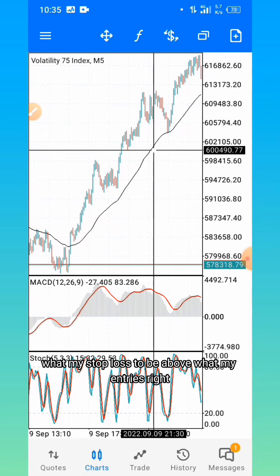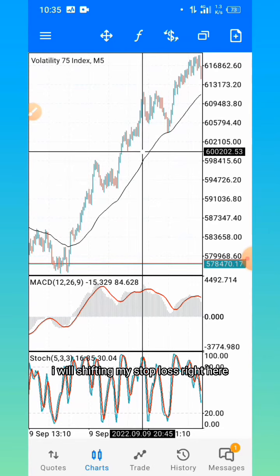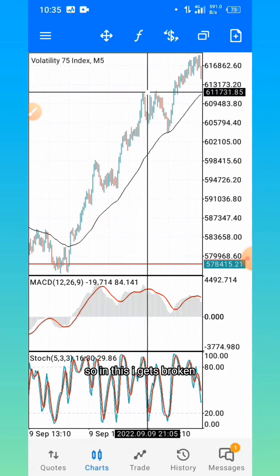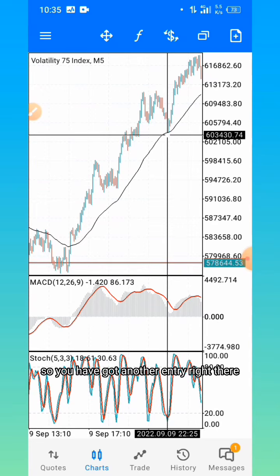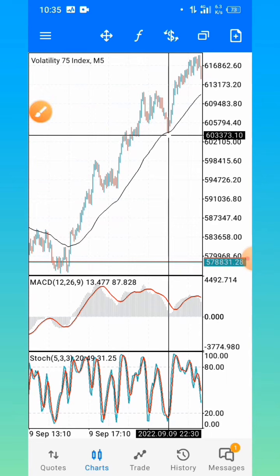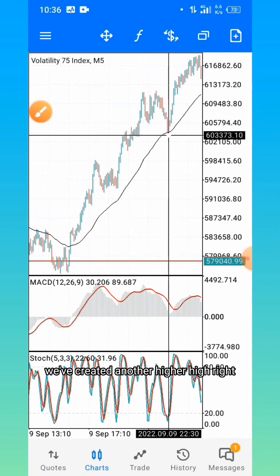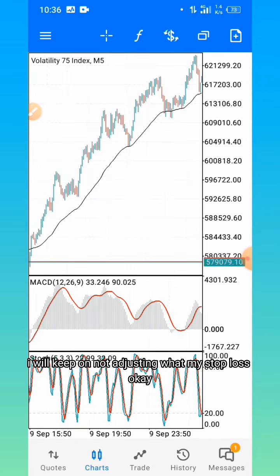So right here, where the entries that I got here, I will be shifting my stop loss right here when this high gets broken, right? So when this high gets broken, I'm moving my stop loss right here, above here. So we've got another entry right there. I move my stop loss here, since this high has been broken, we've created another higher high. So that's what I will be doing. I will keep on adjusting my stop loss.